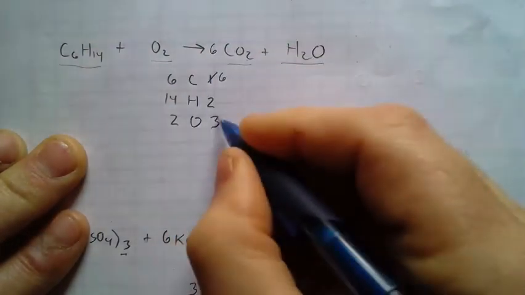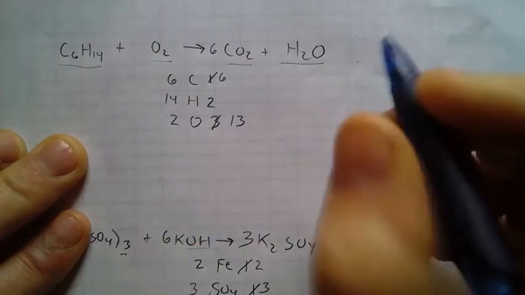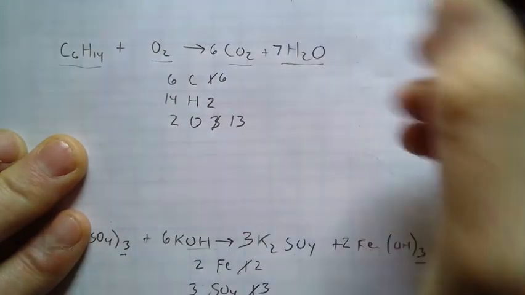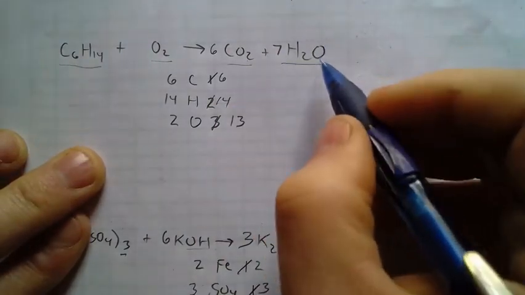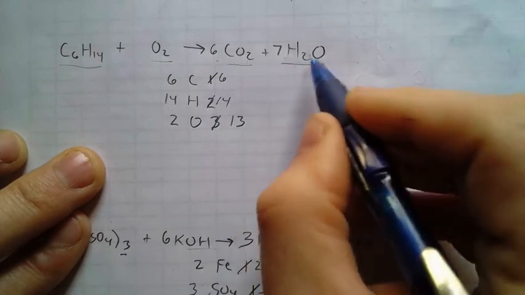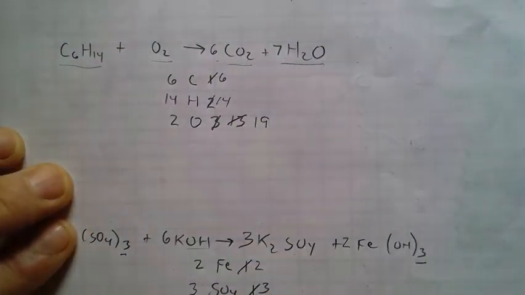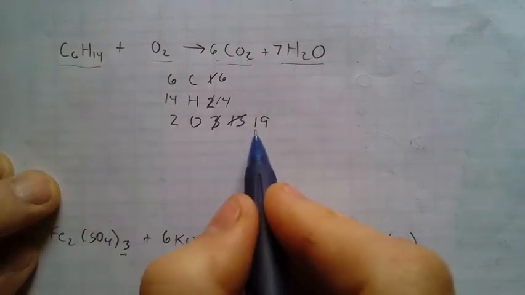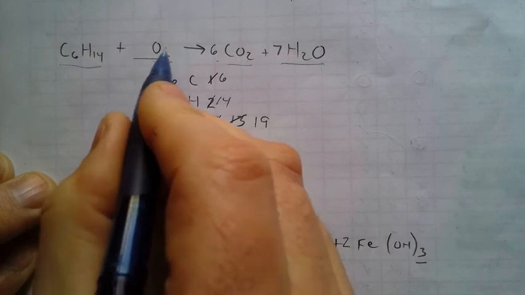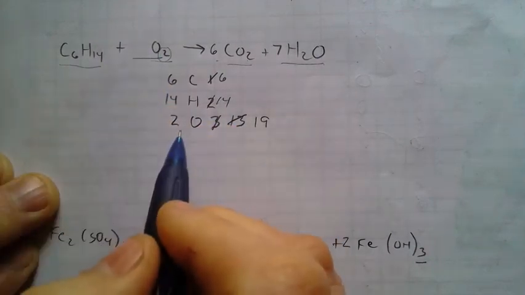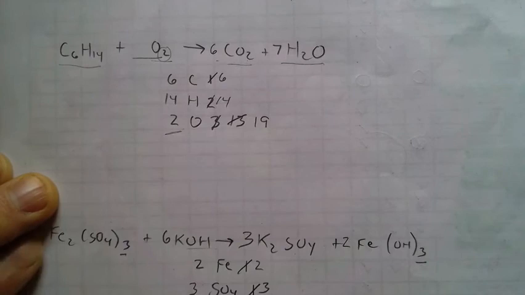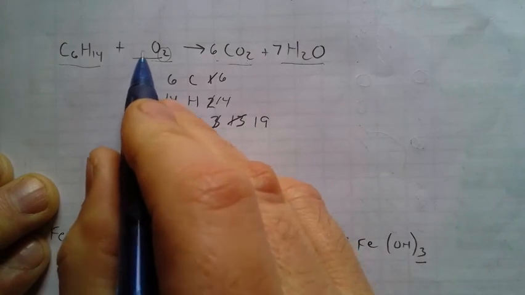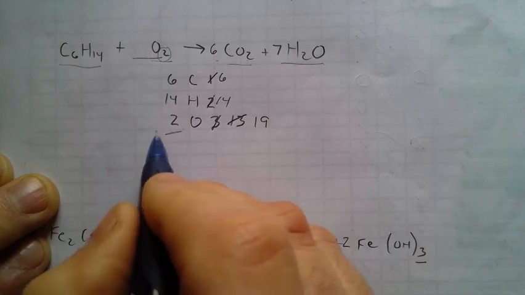Oxygen, 6 times 2 plus 1 is 13. Now hydrogens, we have 14 and 2. So by putting a 7 in front of the water, 7 times 2 gives us 14. But oxygens, we have 12 here plus 7 gives us 19. Now this is where you have the difficulty, because we only have oxygen here, and because it's O2, oxygens on the left have to be a multiple of 2, as it were. Excuse me. So there's no whole number that we can put here that will give us 19 on the left.